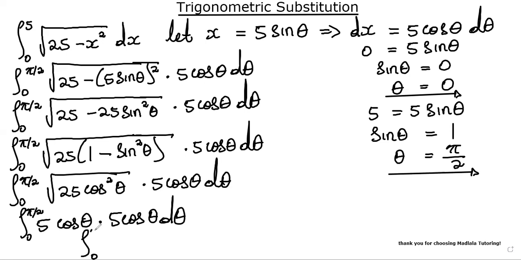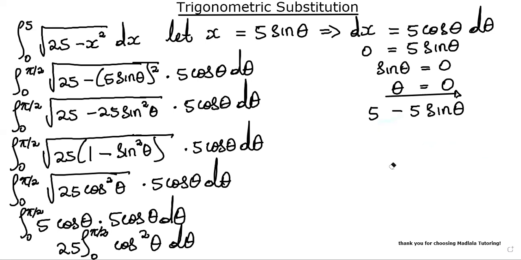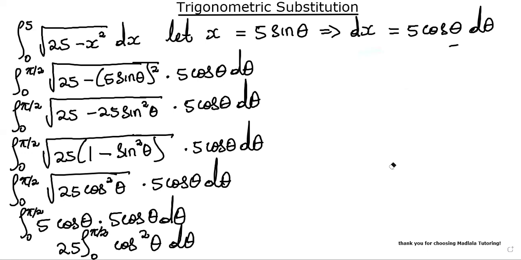So we have the integral from 0 to pi over 2. Then we say 5 times 5 is 25. And since 25 is a constant, I take it outside the integral sign. And so I'm left with the integral of cos squared theta d theta. Now, this is where the problem arises. If you choose to convert cos squared theta and write it as 1 minus sine squared theta, you are not solving anything, but instead, you are creating more problems for yourself. You're actually digging yourself a grave.